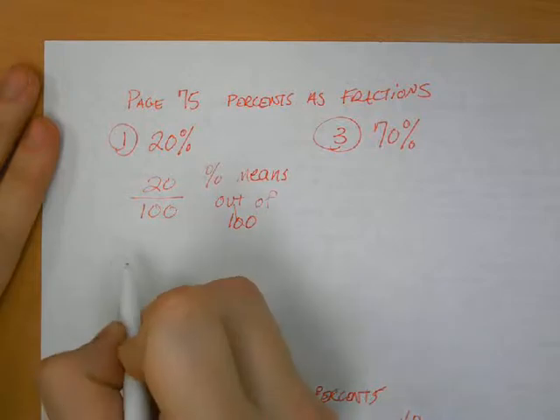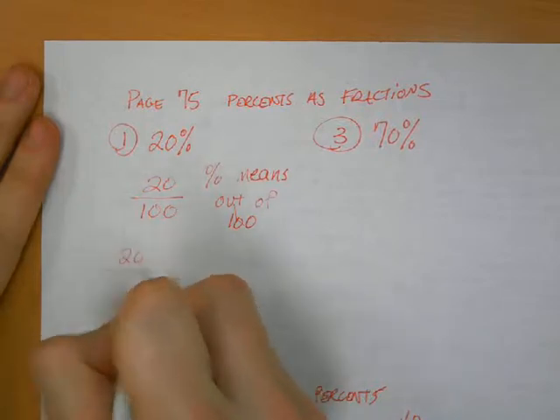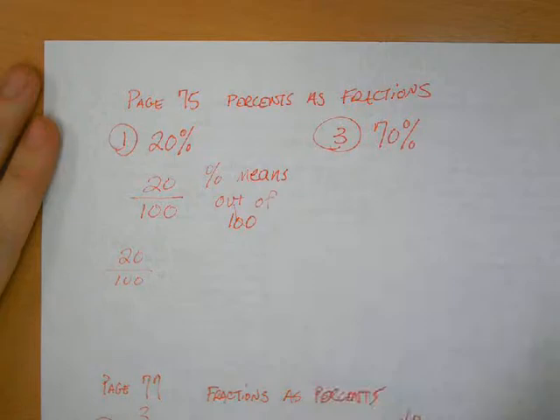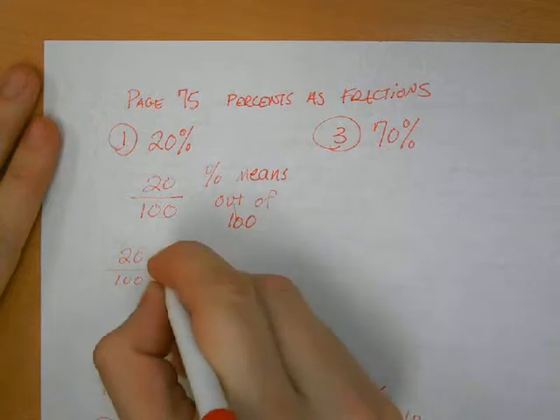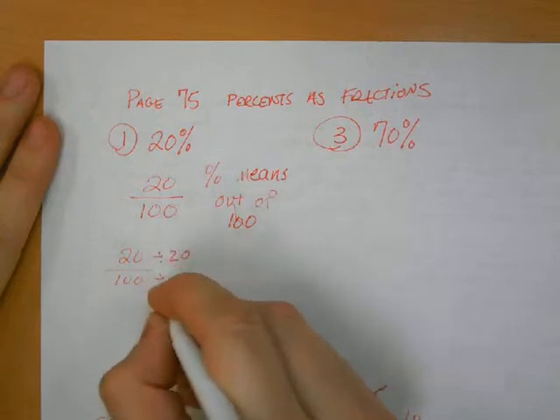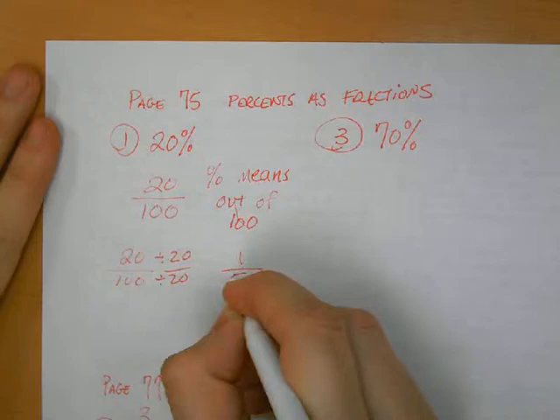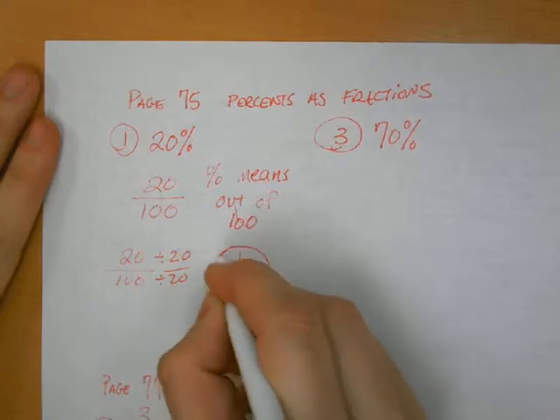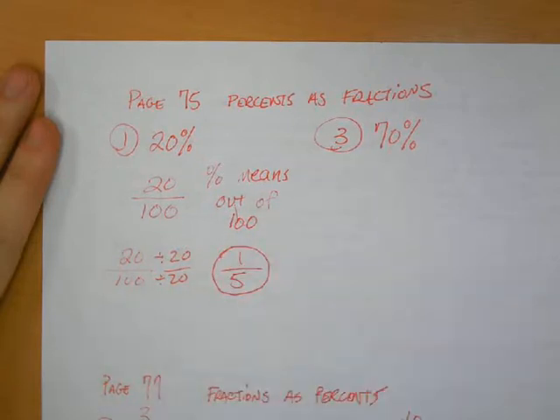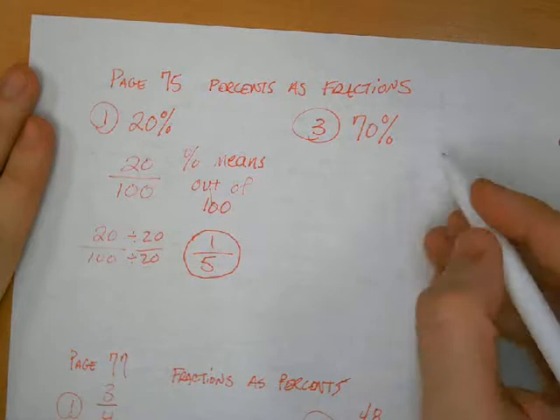20 and 100 are both divisible by 20. So I'm going to divide by 20 over 20. It's going to be 1/5. There we go. Alright, number 3, 70%.